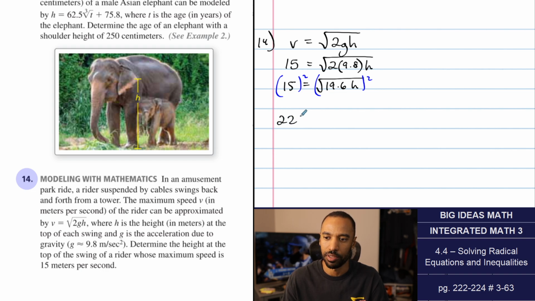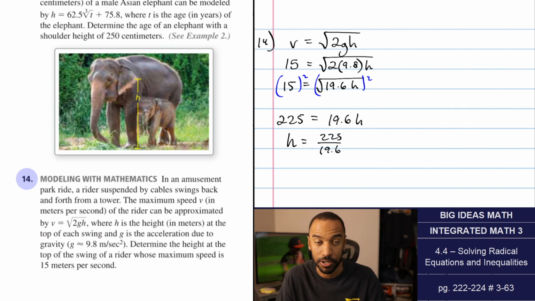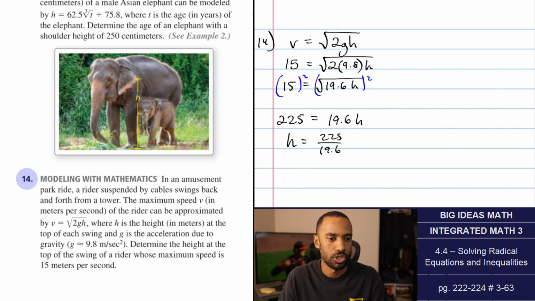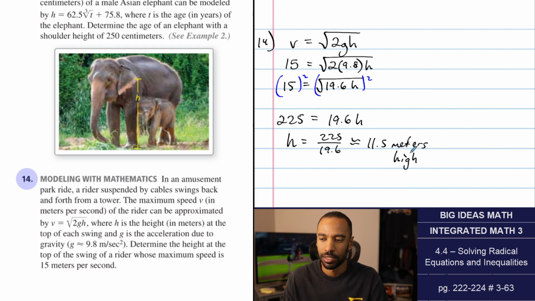15 squared is 225, and this is 19.6h, and h will equal 225 over 19.6. Now we're going to round this. This answer will be in meters. So I get 225 divided by 19.6, and I'm getting 11.479, about 11.5. About 11.5 meters high. Like so.